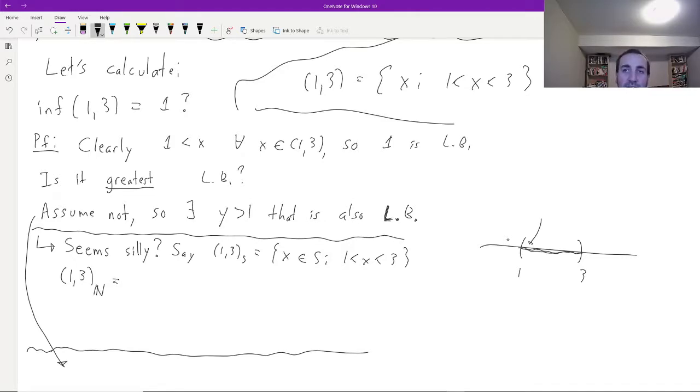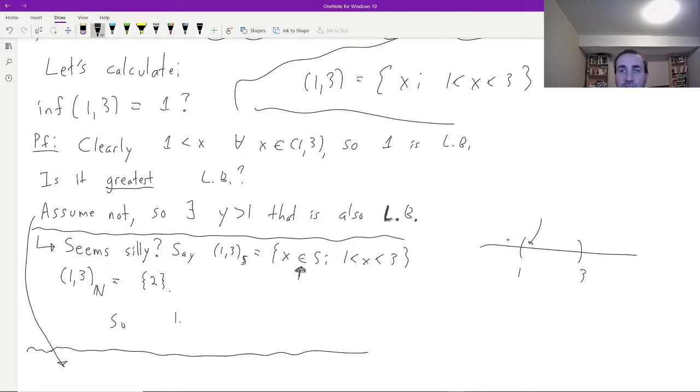I define the open interval (1, 3) with respect to some set S to be the collection of all elements x of S so that 1 is less than x is less than 3. So this is exactly the usual definition for the open interval, except that I'm saying I'm living inside of some other collection of numbers, this set S. And so what's this open interval (1, 3) with respect to the naturals? Well, it's just the element 2.